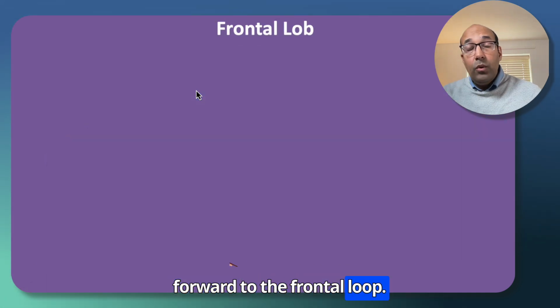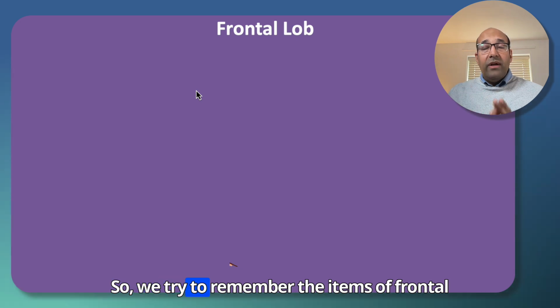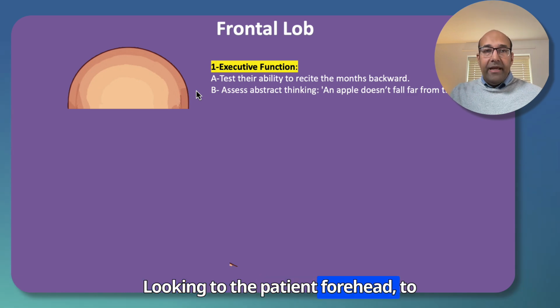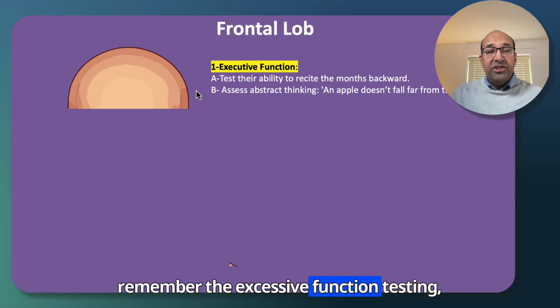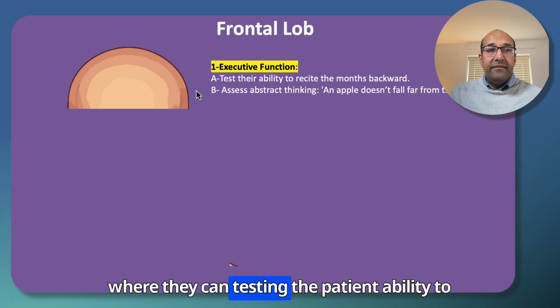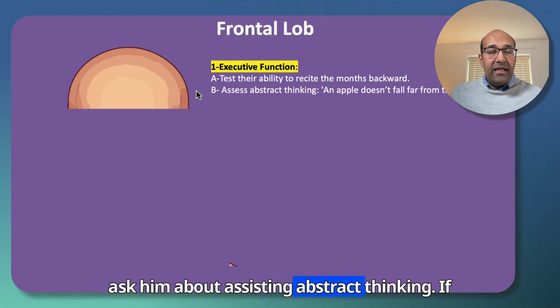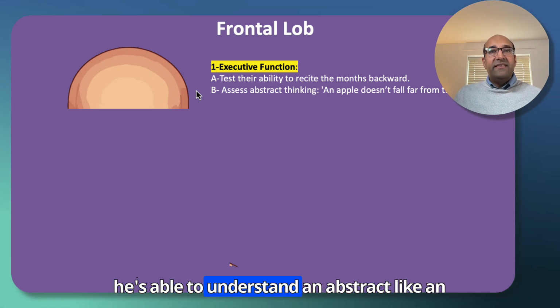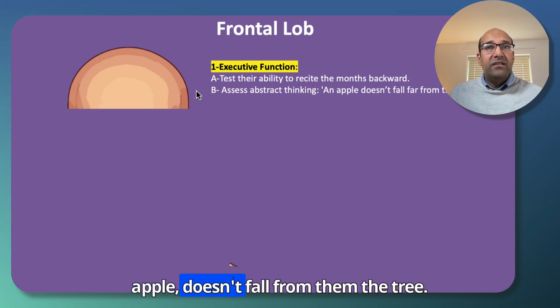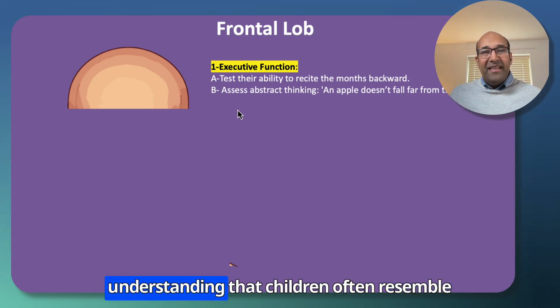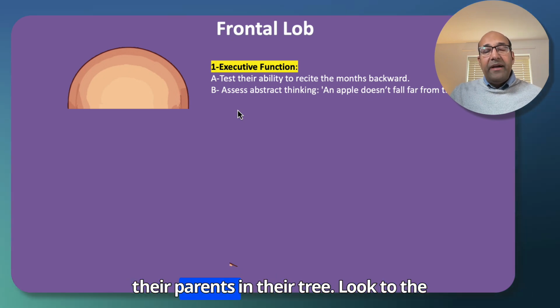Moving forward to the frontal lobe. So we're trying to remember the items of the frontal lobe by looking at the patient's face and limbs. Looking at the patient's forehead to remember the executive function testing, where you can test the patient's ability to recite the months backwards. And also we'll ask him about assessing abstract thinking. If he's able to understand abstract sayings like an apple doesn't fall far from the tree, patients should be able to demonstrate understanding that children often resemble their parents in their traits.